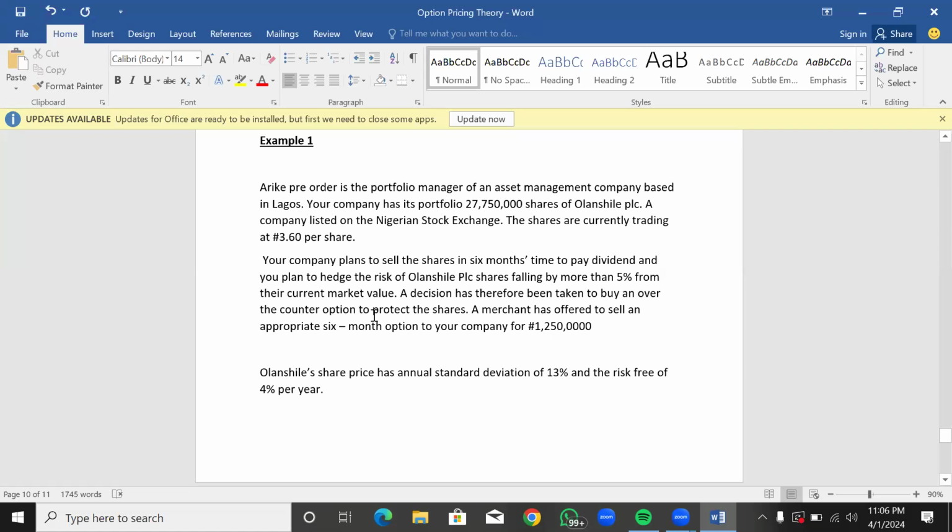So what you're trying to do is hedge the risk of the shares falling by 5%. Falling by 5% means the value is now 95% of the whole. The 5% is the risk. So that's why we took 95% of the current market value, which is 3.60 kobo. We want to hedge it from falling below 3.60 kobo. So that's why we did 95% of 3.60 kobo.